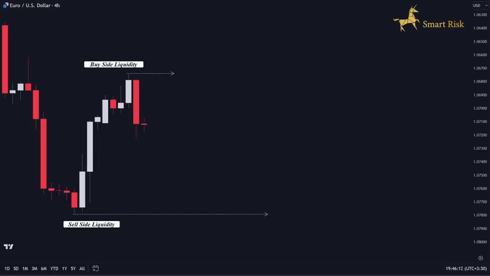If we look precisely, we can see that price already has created another swing point here, as we have a low with a higher low to its left, and another higher low to its right, so we have another swing low, which would be considered sell-side liquidity.